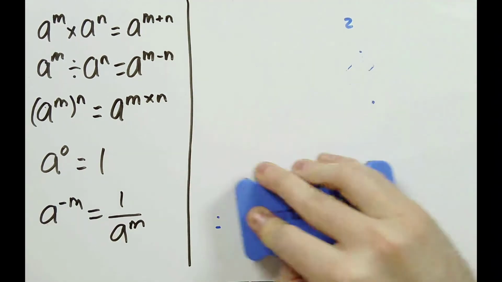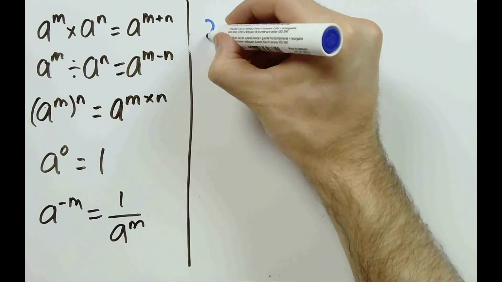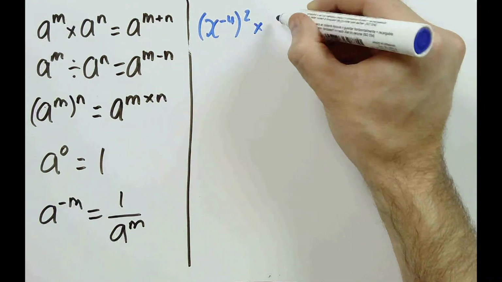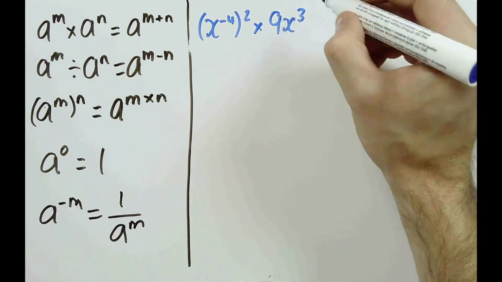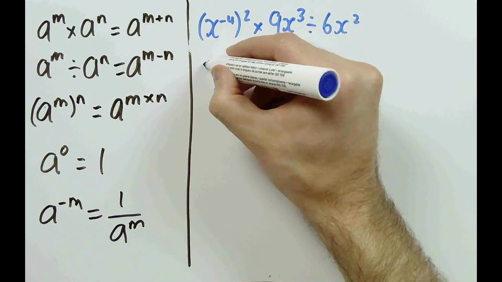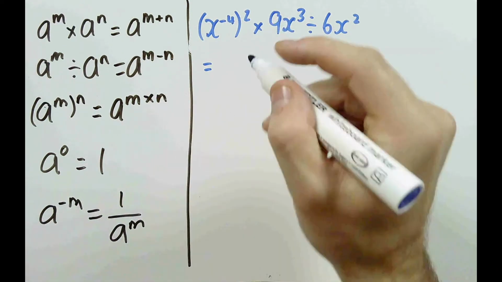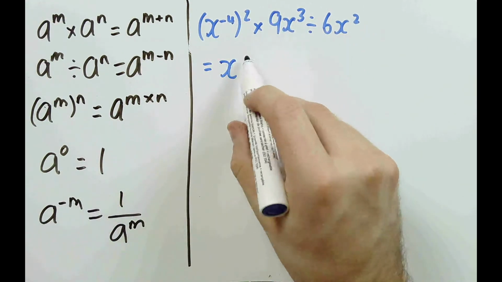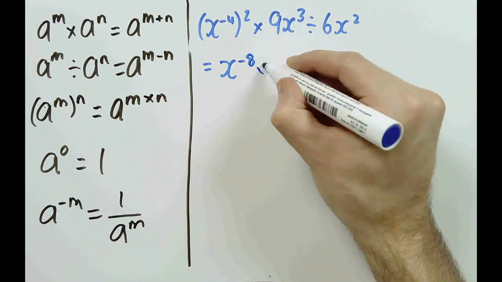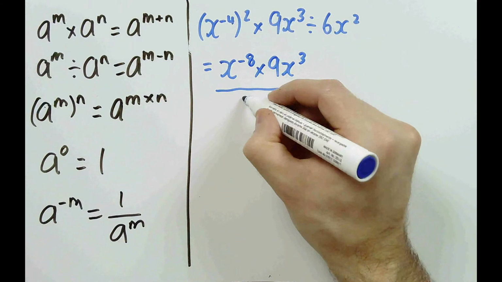And let's have a look at our last example for this video. Let's say you have x to the negative 4, all raised to the power of 2, times 9x cubed, divided by 6x squared. So how do we simplify this? First, we can simplify the first component using our third index law, which is going to become x to the negative 4 times 2, which is negative 8. And let's write out the rest of our components. And we can put the 6x squared in the denominator. Maybe it will make it easier for us.